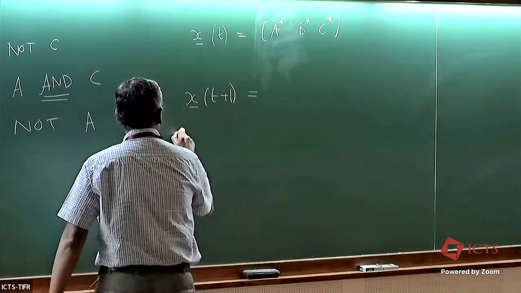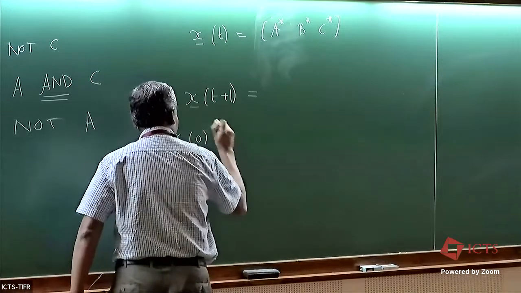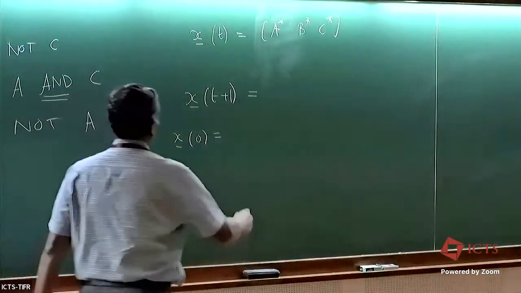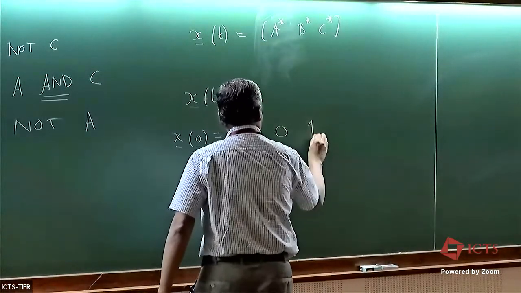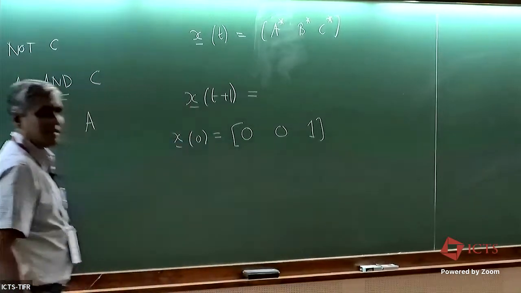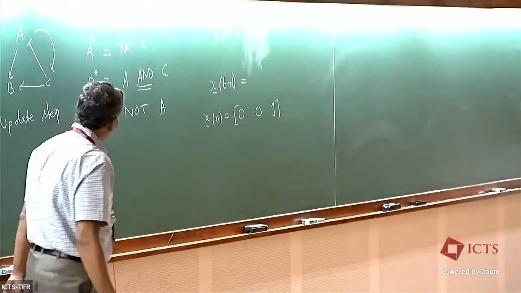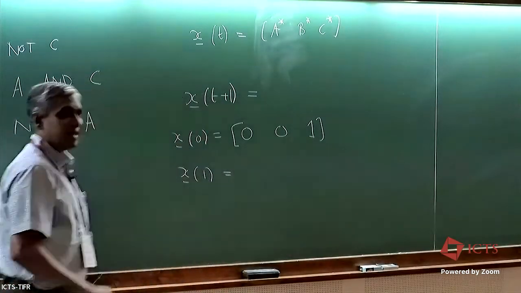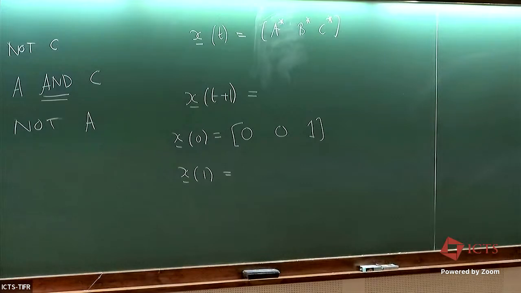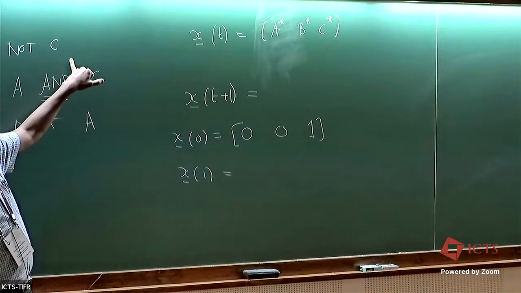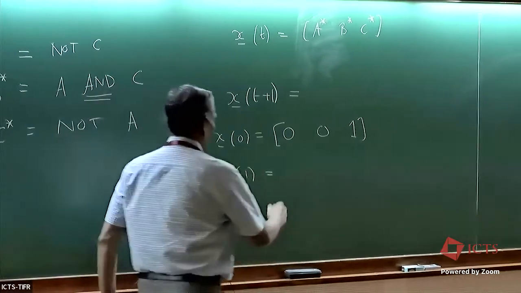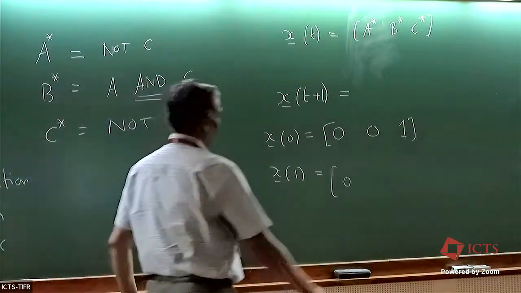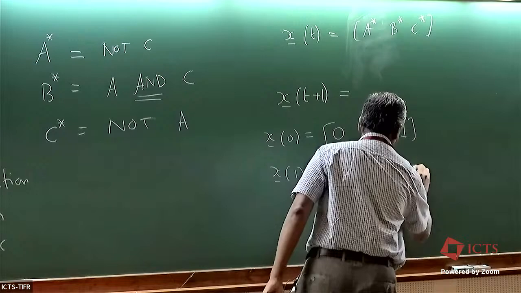So if I now start, let's say at x equal to 0, 0, 1, this is my current start state, okay. What will be x1? Can we read it out? So A star is not of C, right? So this will be 0. And what will be B? A and C, right? So this will be 0 and this will be 1.